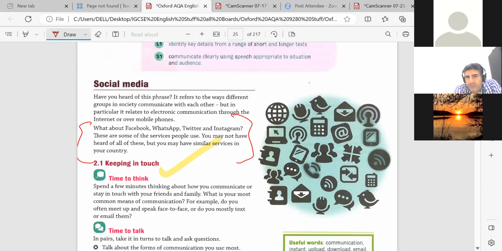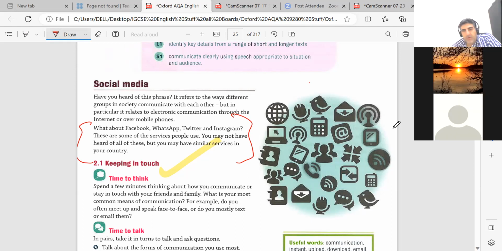What about Facebook, WhatsApp, Twitter, and Instagram? These are some of the services people use. What about you, Muhammad? How can you communicate with your online friends? Emo, yes. Emo is a similar application. Okay. We play Minecraft together.